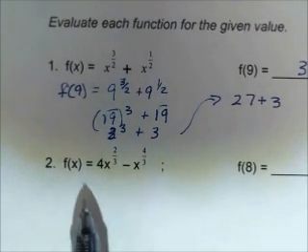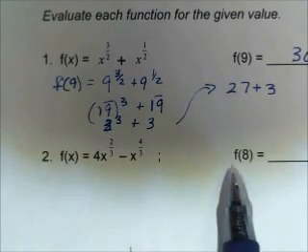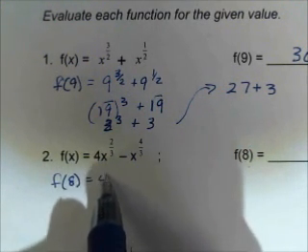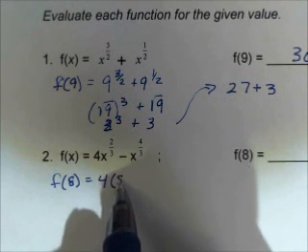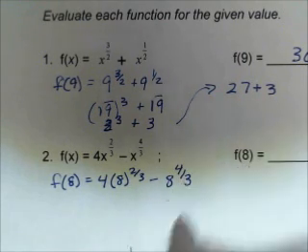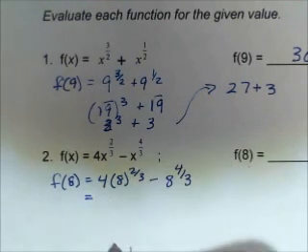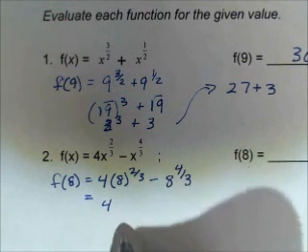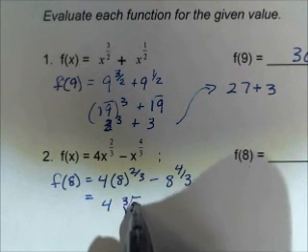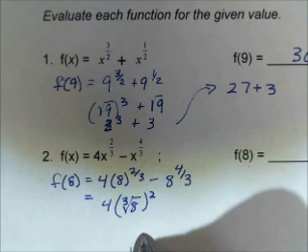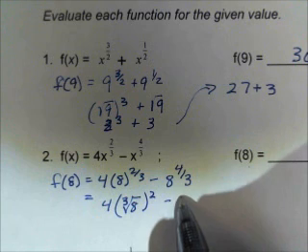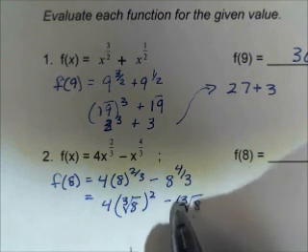Number 2, we want to evaluate f of 8. So we're replacing our x's with 8. So we have 4 times 8 to the 2/3 minus 8 to the 4/3. 4 times, well, 8 to the 2/3, the fractional exponent of 2/3 is equivalent to the cube root of 8 squared, minus 8 to the 4/3, that's going to be the cube root of 8 raised to the 4th.